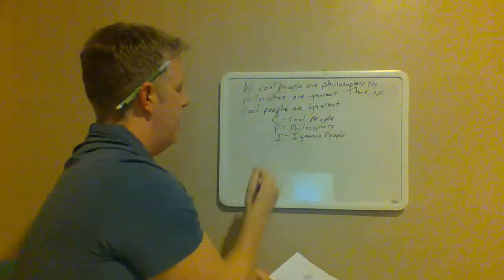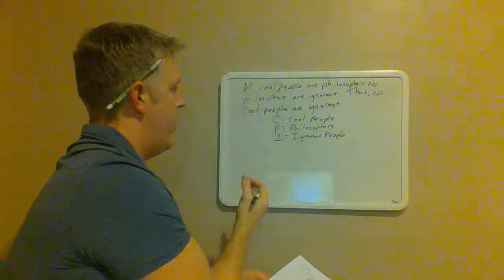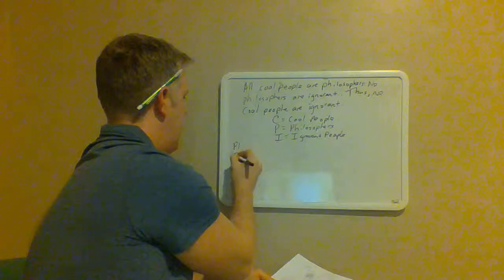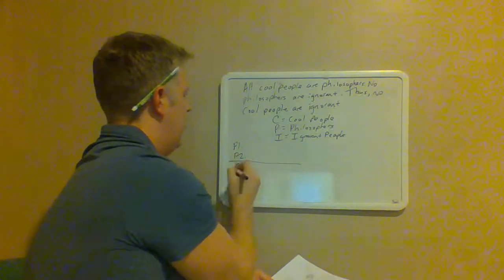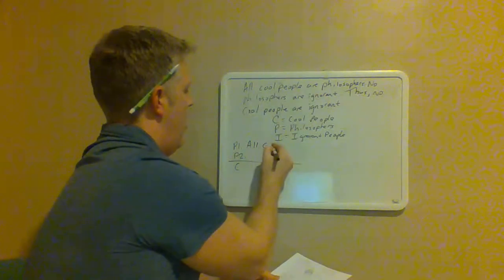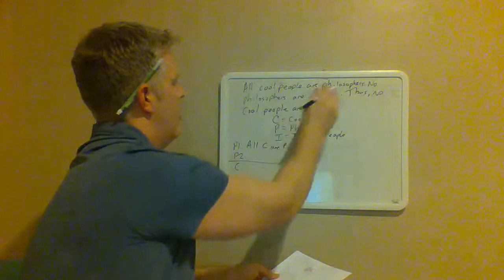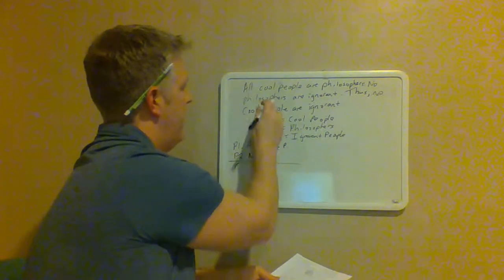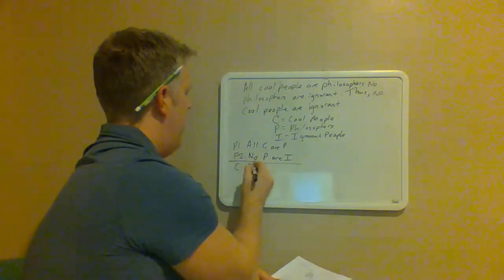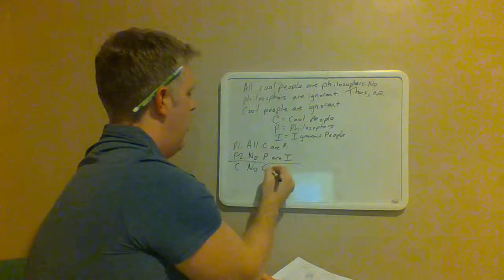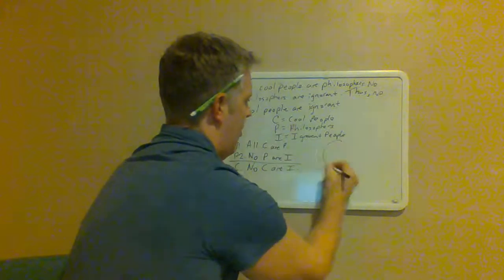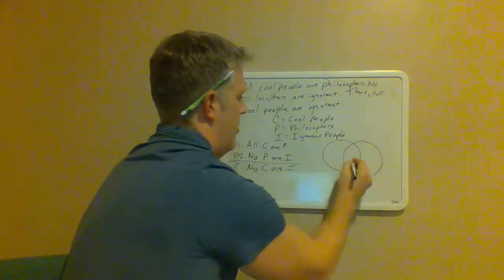So with our key available, we'll go ahead and simplify things, and we'll provide a simplified version of the categorical syllogism here. We're going to always have two premises followed by a conclusion. So what does this map up to? It says all C are P, no philosophers are I, or ignorant people. And then they want us to conclude from that that no cool people, or C, are ignorant people. Okay? And now we're in a position to go ahead and diagram this.